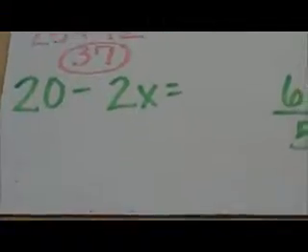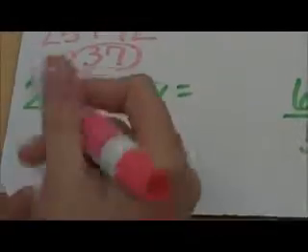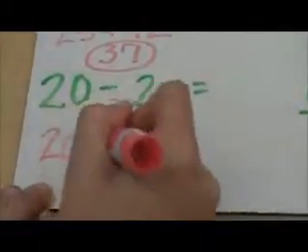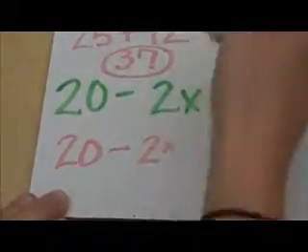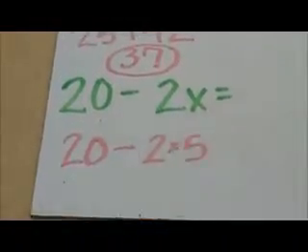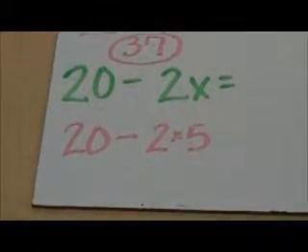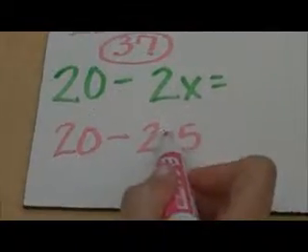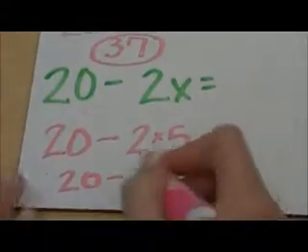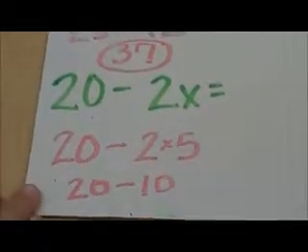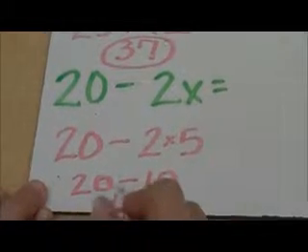Okay, below this I have 20 minus 2x. So 20 minus 2x, think multiplication, x is 5. 20 minus 2 times 5. Again, order of operations tells us to multiply first. So 20 minus 2 times 5, which is 10, and 20 minus 10 is 10.